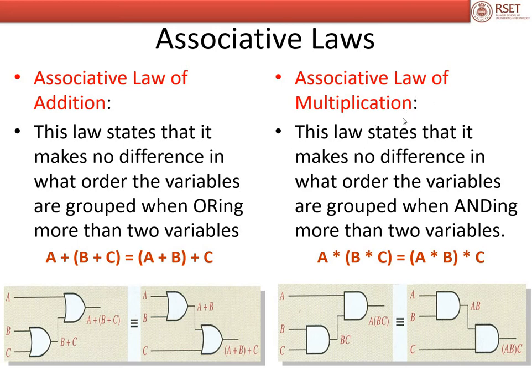The associative law of multiplication is A into (B into C) is equal to (A into B) into C. You can see that here B and C are grouped, and here A and B are grouped. The result is going to be the same. It is also shown using the AND gates here.